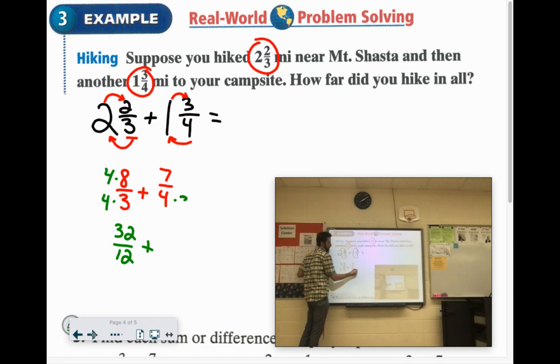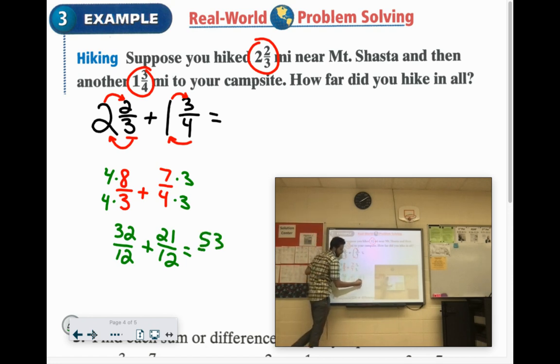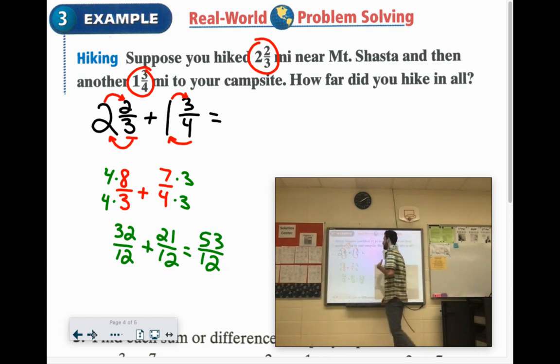Over here, 4 times 3, 7 times 3, 21 over 12. 32 plus 21 is 53 over 12. And then this gets a little tougher because then you have to figure out how many 12s can go into 53. And the answer is 4, because 4 times 12 is 48.